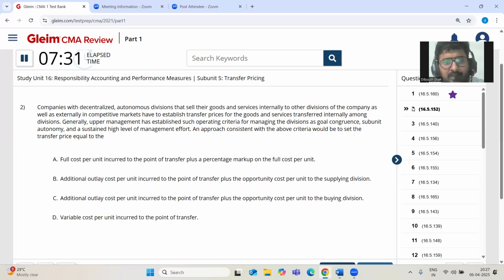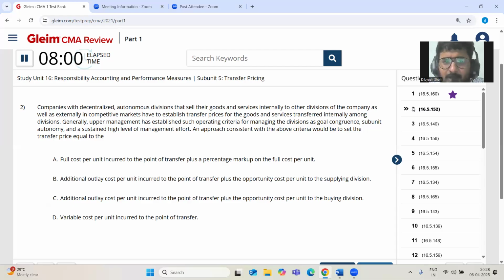They are after that saying generally, upper management has established operating criteria for managing the divisions as goal congruence, subunit autonomy, and a sustained high level of management effort. They are saying generally upper management has established a criteria where divisions can be managed effectively, goal congruence is there, autonomy is preserved, and high management effort happens.